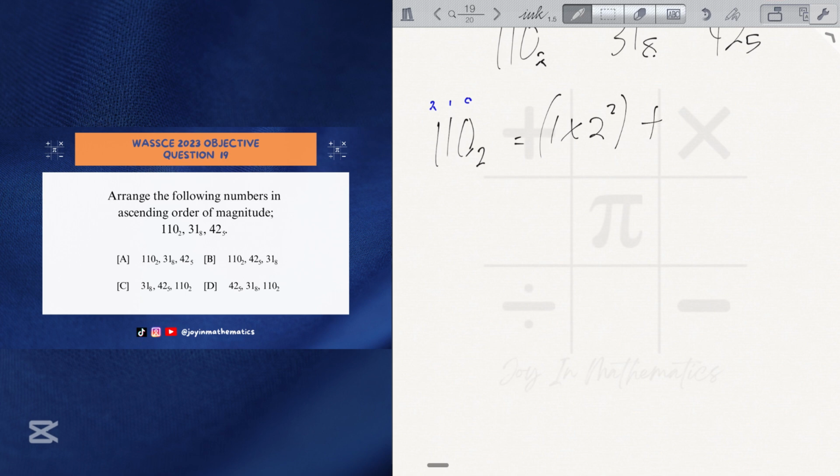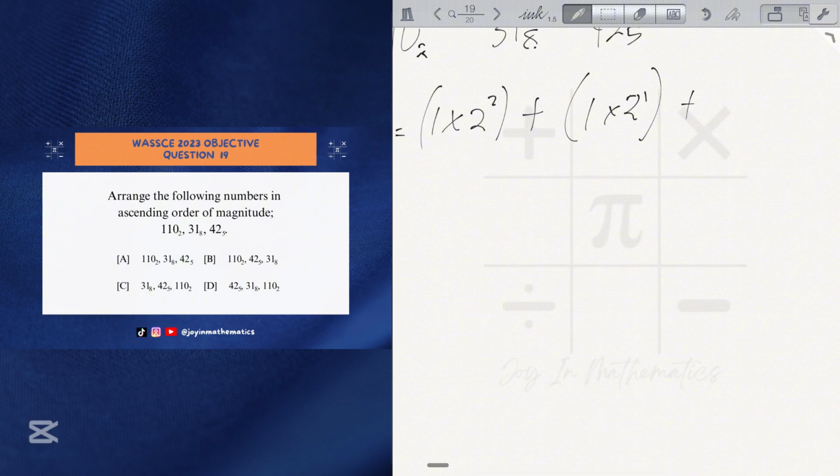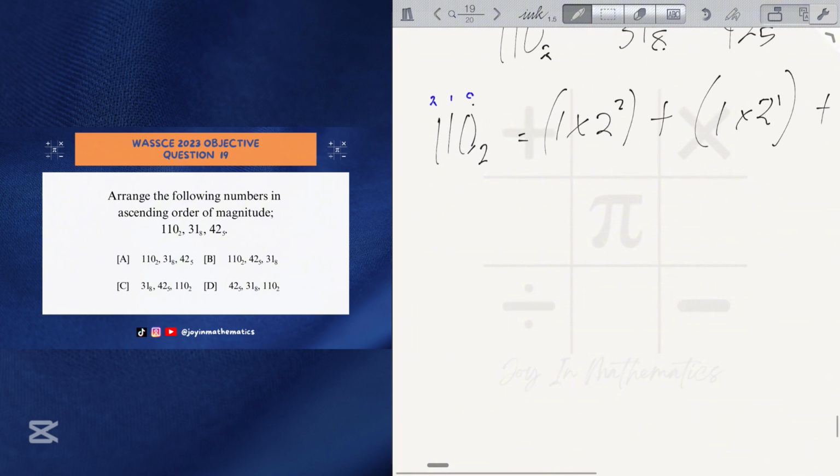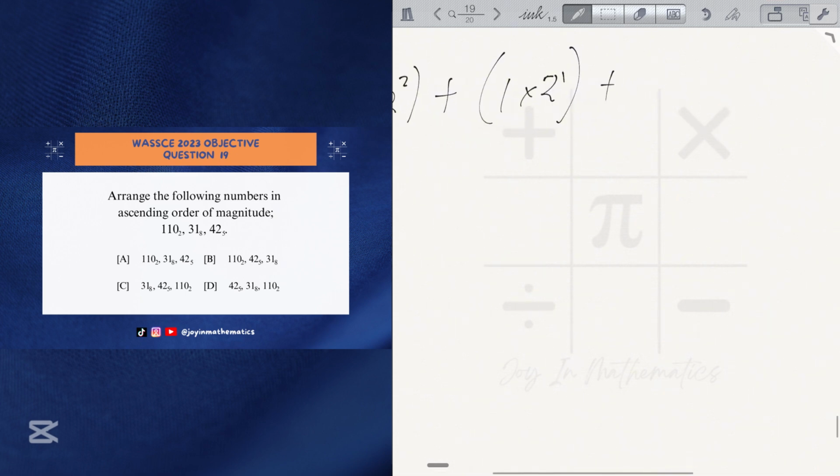Plus 1 multiplied by 2 raised to the power of 1, and moving on to plus, now we have 0 multiplied by 2 raised to the power of 0. So 1 1 0 is 1 multiplied by 2 squared, plus 1 multiplied by 2 to the power of 1, plus 0 multiplied by 2 raised to the power of 0.